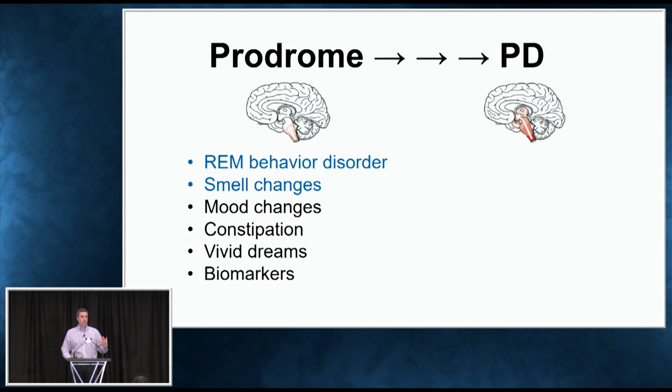Constipation, the gut slows down just like the body slows down, but the water absorption rate doesn't change. So the stool gets a little dry and hard to pass. Vivid dreams, and then biomarkers of the prodrome, alpha-synuclein buildup in the spinal fluid.